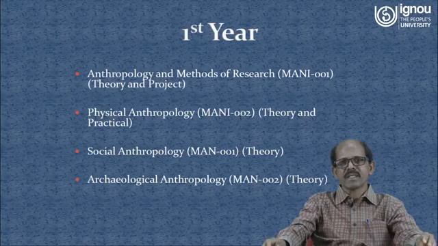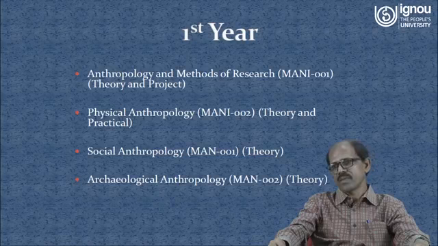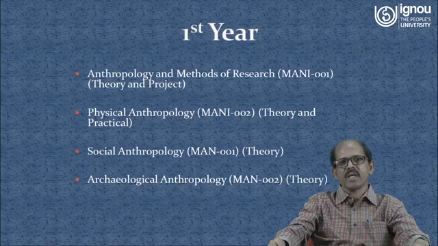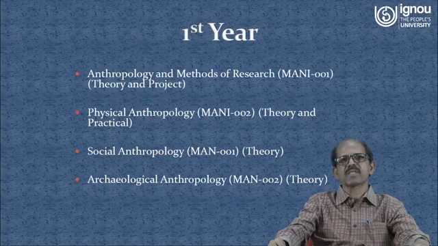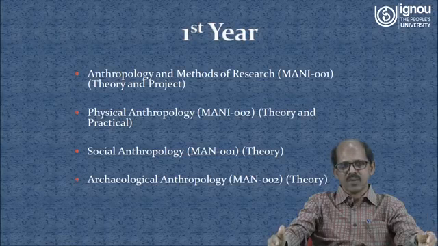Anthropology is a field science, and anthropology has been defined as the holistic study of human beings, past, present and future. So to understand holistically about the human being, we have included several courses. In the first year, we have included 4 basic courses. They are anthropology and methods of research, physical anthropology, social anthropology and archaeological anthropology.